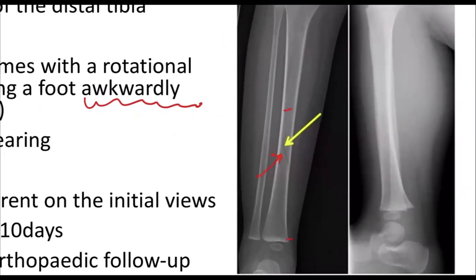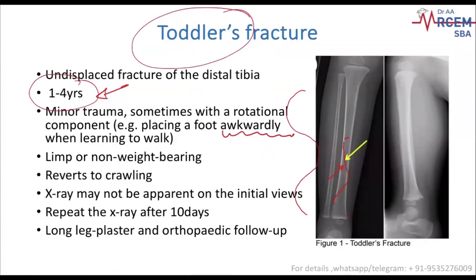It's a spiral fracture what you're seeing here. Spiral means a fracture like this, a curved fracture. That's why it is known as a spiral fracture. A spiral fracture seen like this is known as toddler fracture. What we do if it is not seen on the X-ray, because most of the time the initial X-ray will be normal? At that point of time, you ask them to come back after 10 days to repeat an X-ray. Once it is confirmed, then you will be putting them on a long leg plaster and refer them to the orthopedic fracture clinic.